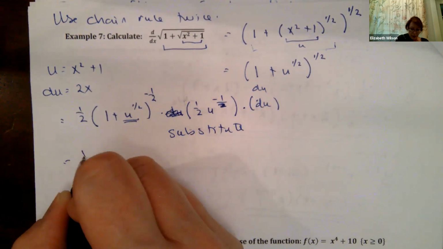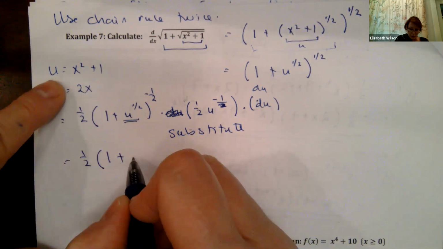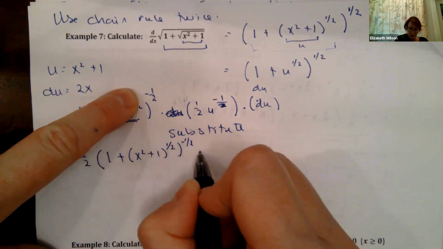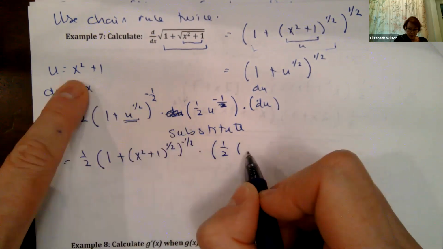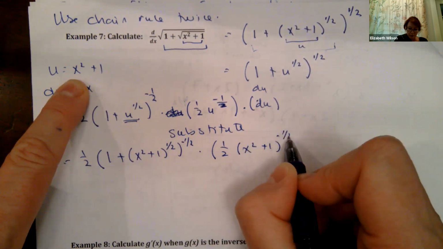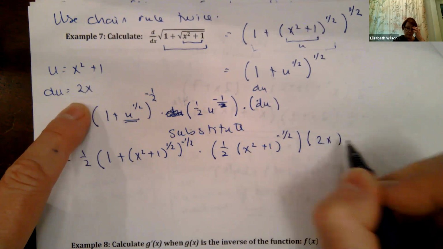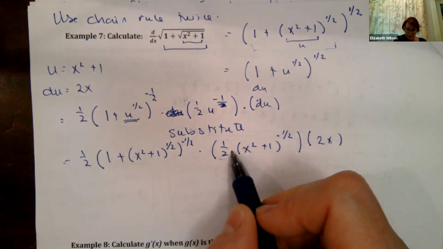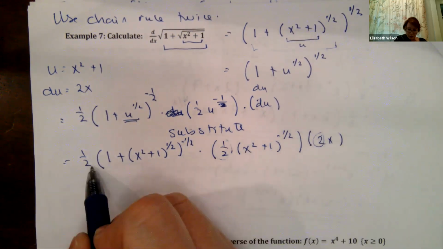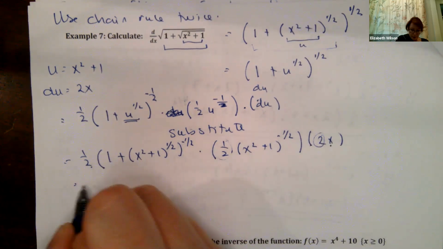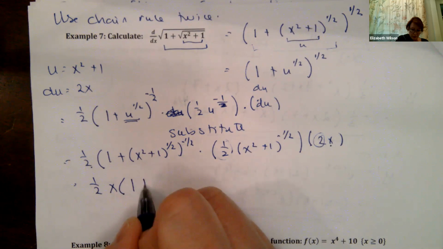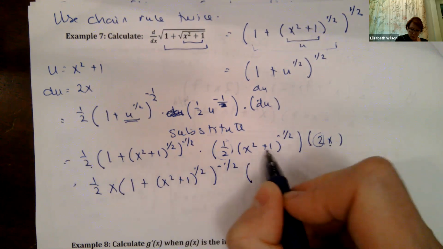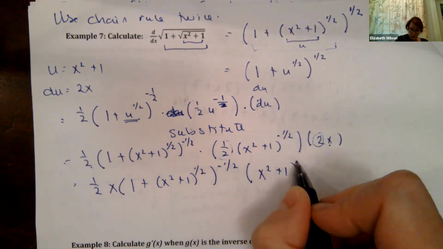Okay, so I'm going to substitute. So 1/2, 1 plus, so u was x squared plus 1. x squared plus 1 to the 1/2 raised to the minus 1/2 times 1/2 x squared plus 1 to the minus 1/2 times du, 2x. Okay, now technically speaking, you're done, right? But we're going to clean it up. So I have a 1/2 times a 2, so they cancel each other out. So I'm left with 1/2 x, 1 plus x squared plus 1 to the 1/2 to the minus 1/2 times this bit here, x squared plus 1 to the minus 1/2.